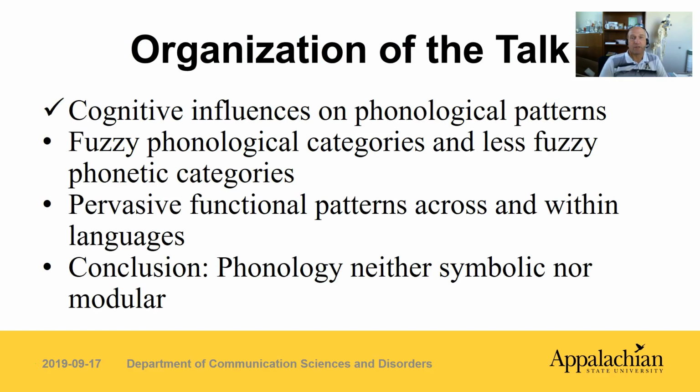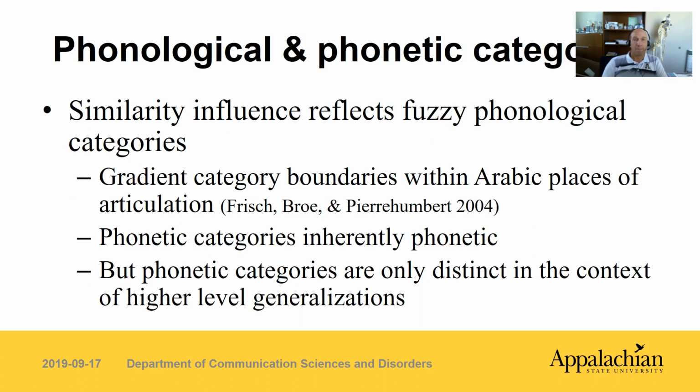Moving on then from cognitive influences, let's talk a little bit about phonological and phonetic categories and trying to make a distinction between them. The similarity influence that I just discussed reflects a fuzziness or a gradience to phonological categories. So we have gradient category boundaries within the Arabic places of articulation.